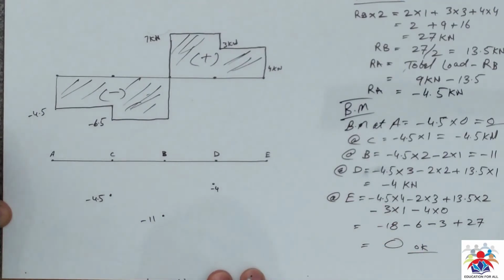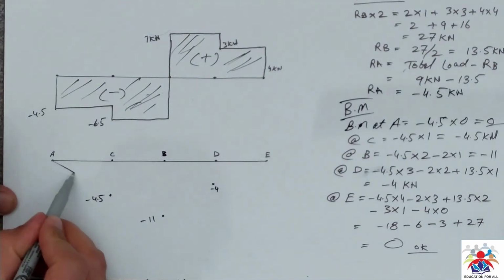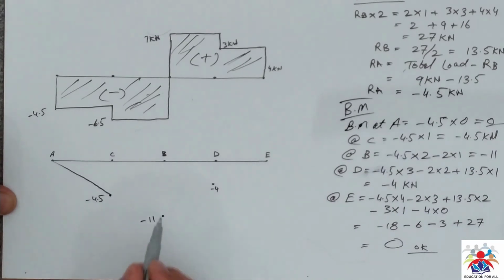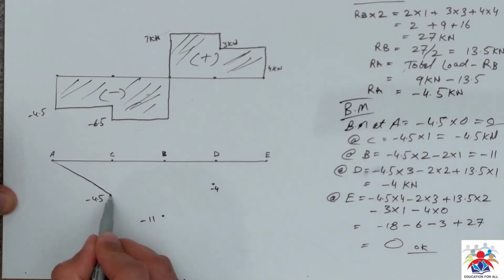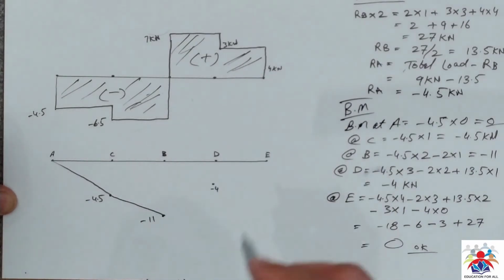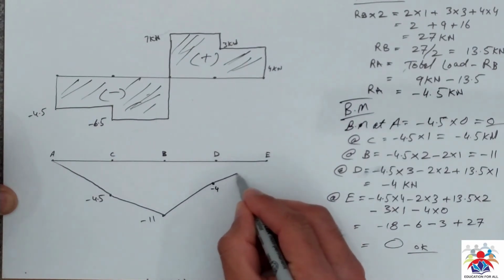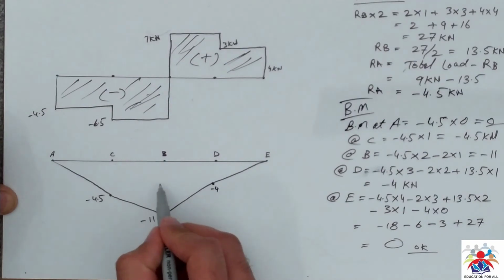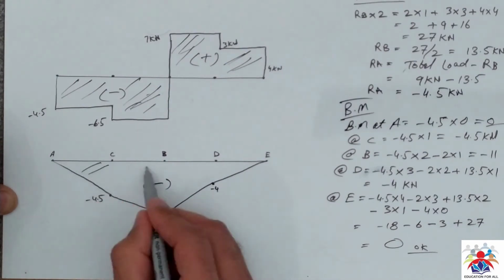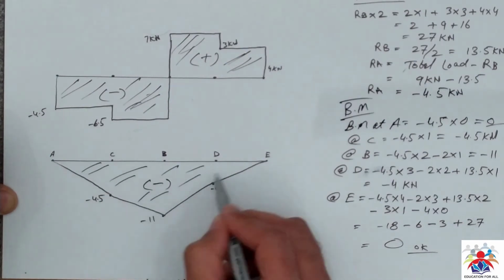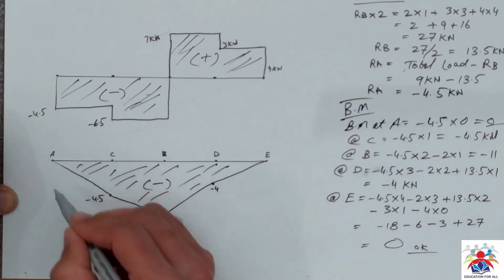Now we have to connect these points. A to C is a diagonal line, C to B is again a diagonal line, B to D is again a diagonal line, and finally D to E is also a diagonal line. So this is in the negative zone. That's how you can draw a bending moment diagram for this type of beam.